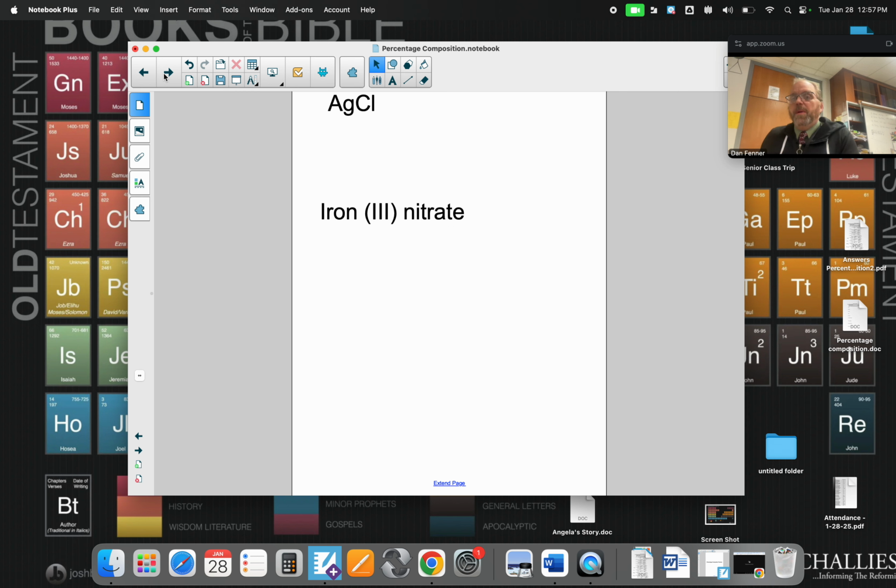Let's try these two. Now pause the video and try these on your own. AgCl, silver chloride, and iron(III) nitrate. Write the formula and give me the formula mass from that, and then give me the percentage composition. So pause it, work through it, see what we get.